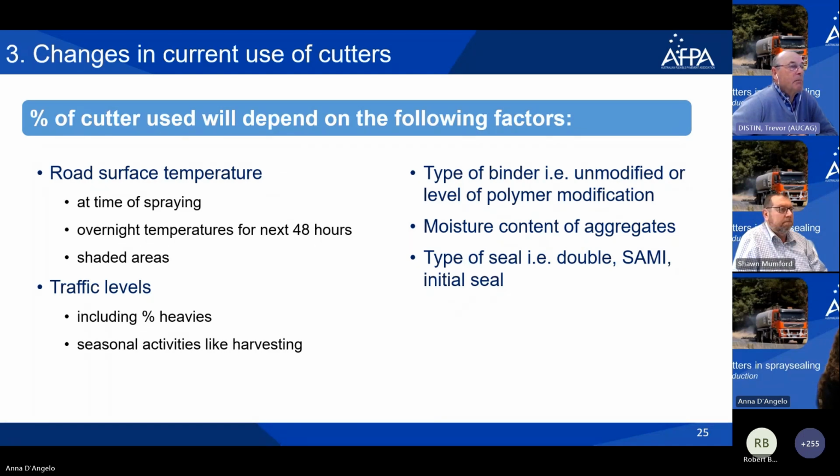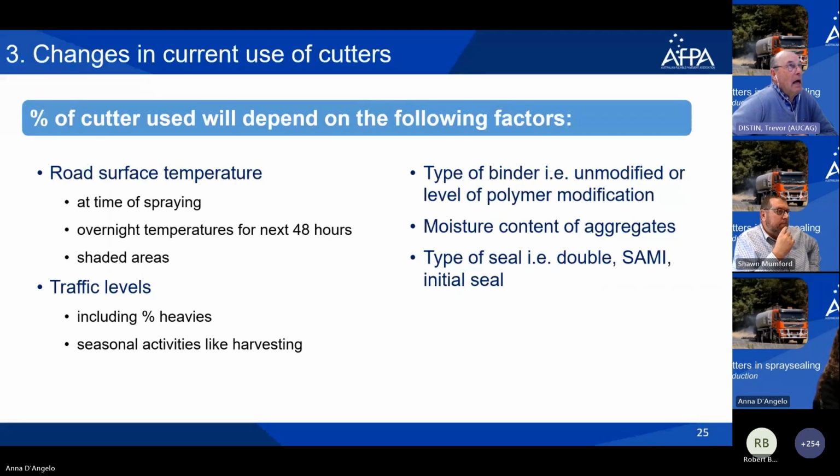Other consideration is the viscosity of the binder. We need to apply different rates to modified and unmodified binders. The moisture content of the aggregates just before use will also have an influence on the decision of how much cutter to use, and we'll see that in the next slide.